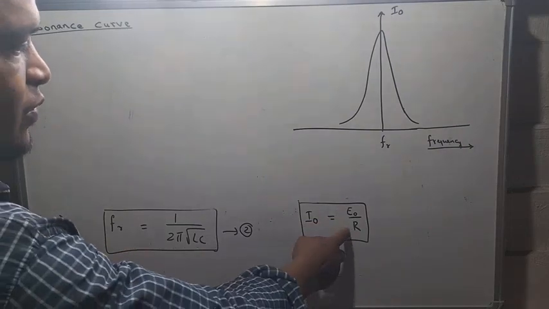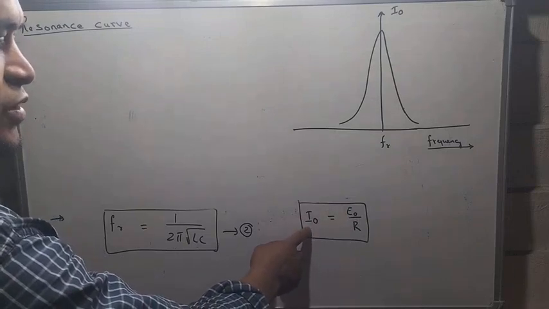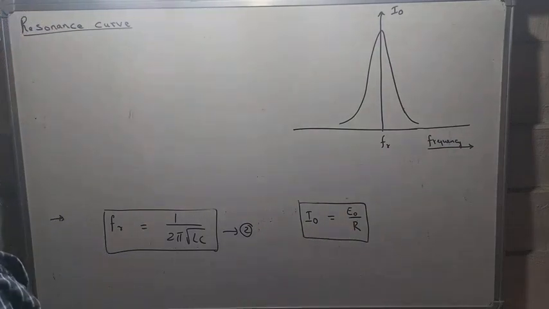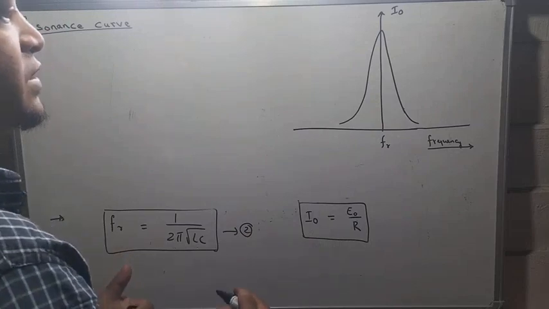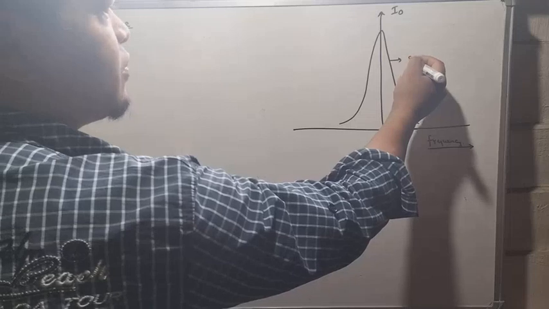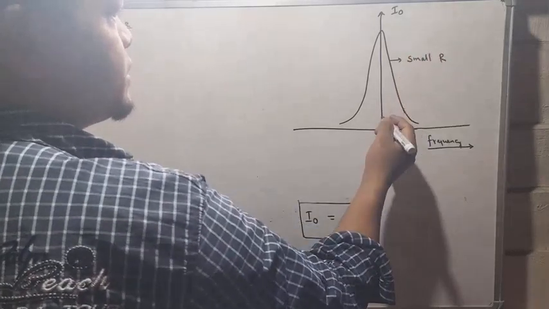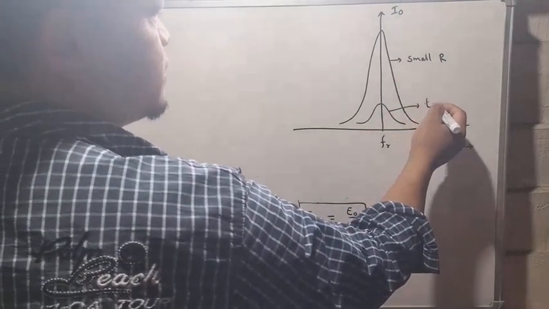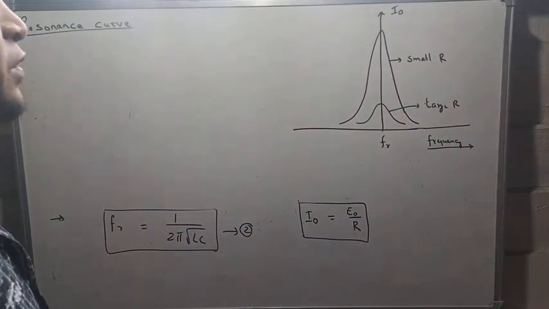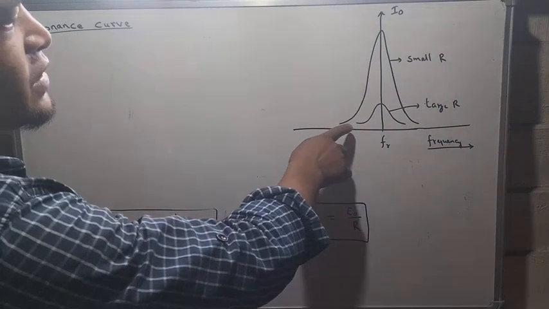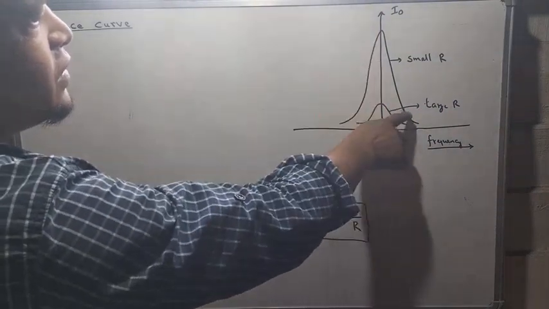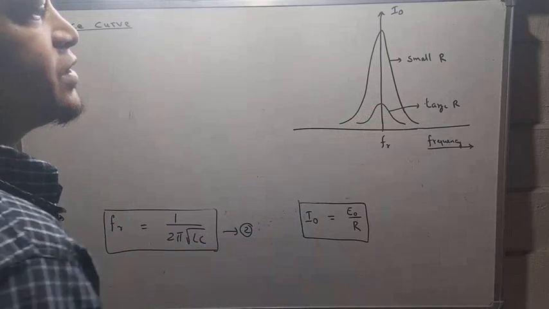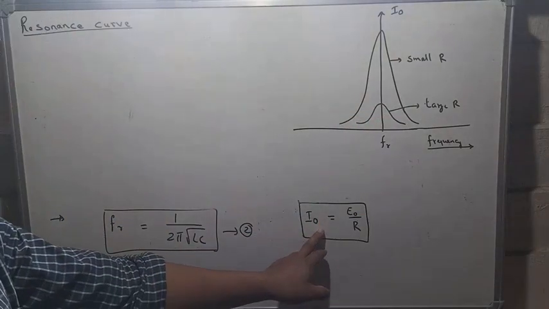When the resistance is large, the current will be small. When the resistance is small, the current will be large. So if I have two resistances, let's say this is my small resistance, and I take another resistance which is a large resistance. Look, this curve for small resistance has a higher peak compared to the curve with large resistance. This is because of this equation.